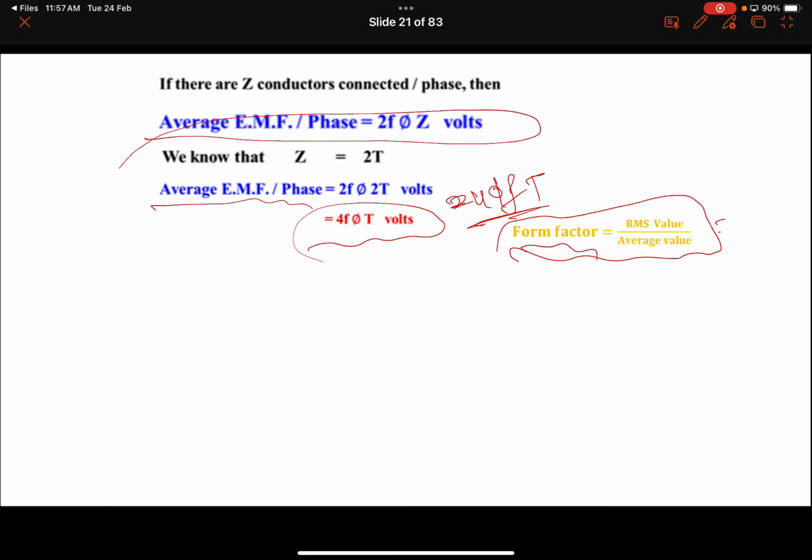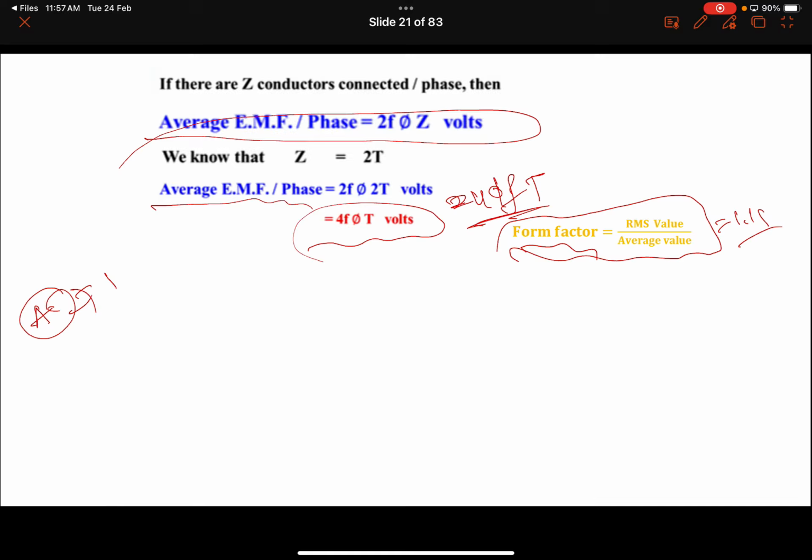The form factor of an AC sinusoidal waveform is 1.11. Just to satisfy this value, you can see that the generated voltage will be 11 kV, 132 kV, 33 kV. Or else if you want to step down or step up, it will be in this manner only, because it has to satisfy the form factor.